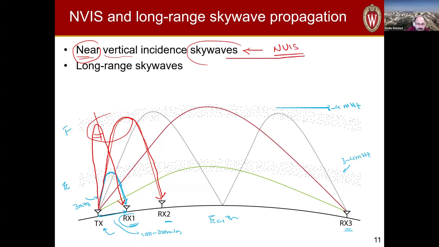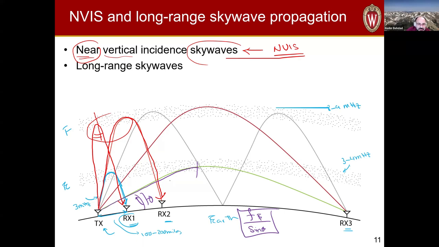Then we can also have another mode of operation where you're launching your waves with lower takeoff angles. Let's say, for example, this green ray here. It's a pretty low takeoff angle, and we are launching it towards the E layer. Notice that now our theta is smaller, so that f of e over sine of theta is now a larger number.